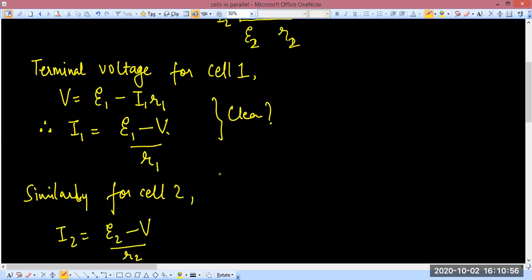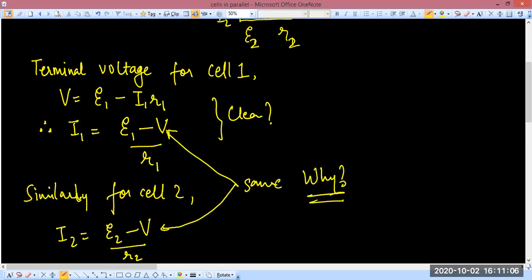In both, V will be the same. I hope you realize why. Can you tell me why is this V same?